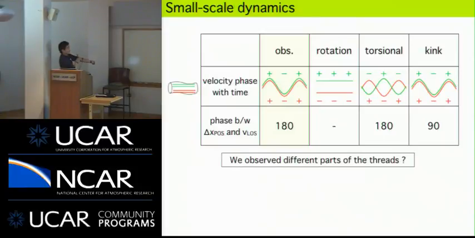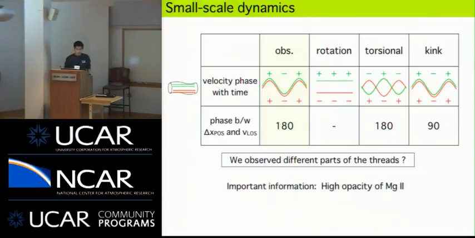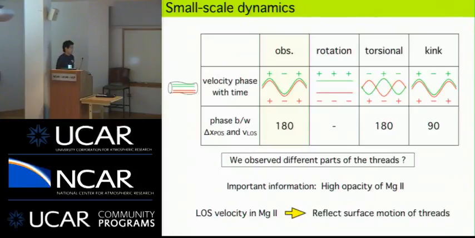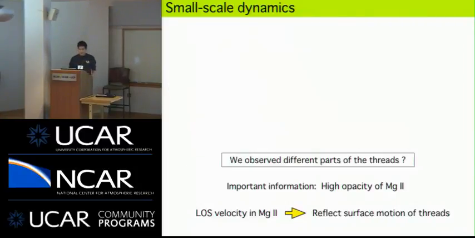There's a possibility that we observed a different part of this thread. So far, we thought we observed the main body of this thread, but maybe that's different. So we consider another important piece of information, that is opacity of magnesium lines. According to the radiative transfer, magnesium line has a high opacity. So that means this velocity reflects the surface motion of the thread, like this.